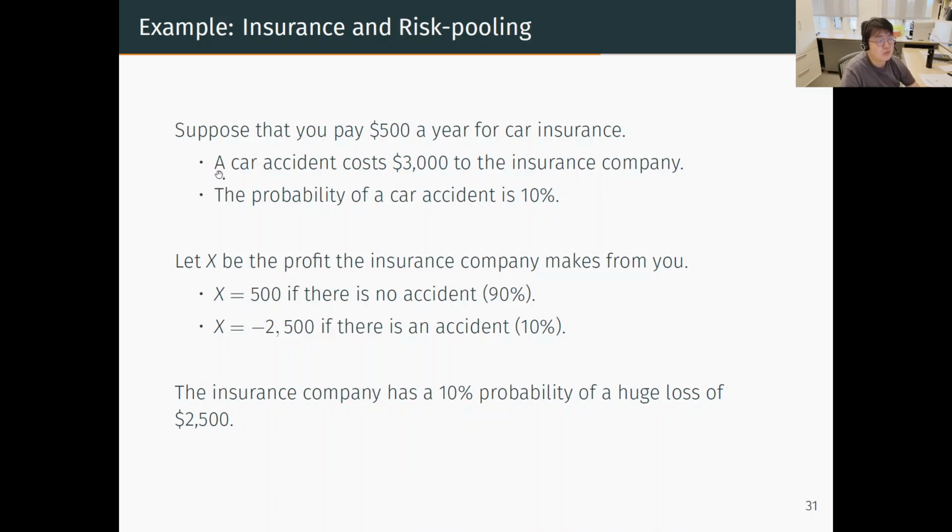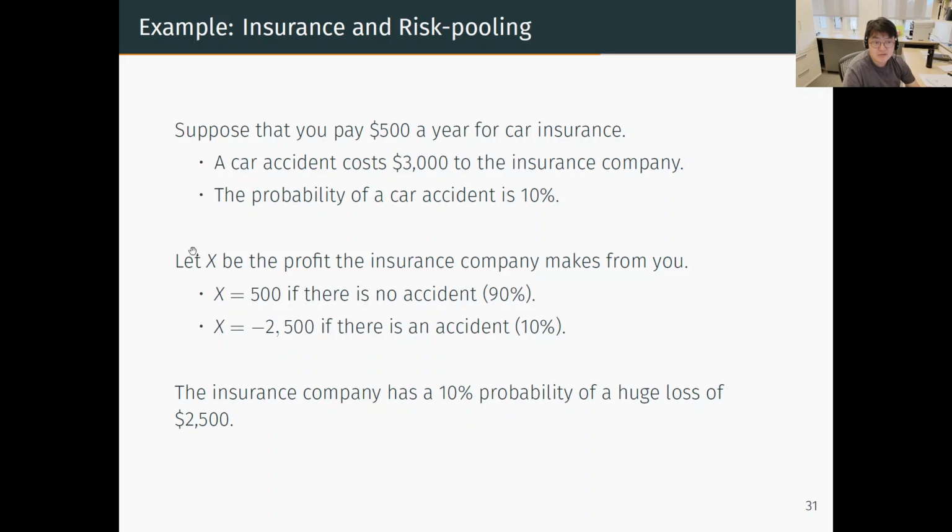It happens only with 10% probability, right? This year, the probability that you have a car accident is 10%. If that happens, the insurance company pays you $3,000. But in the other 90%, nothing happens, and you are just paying $500, but getting nothing in return. So it goes like this.